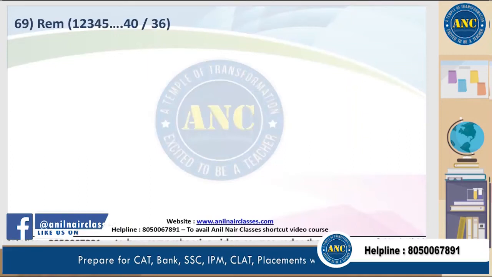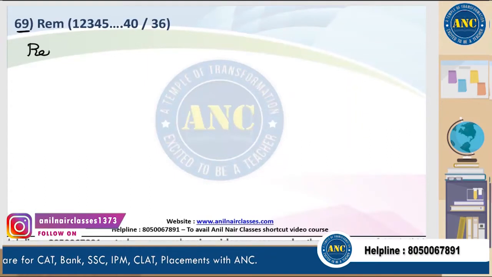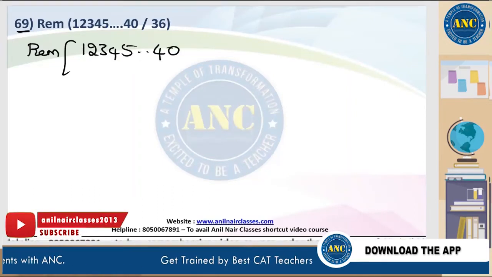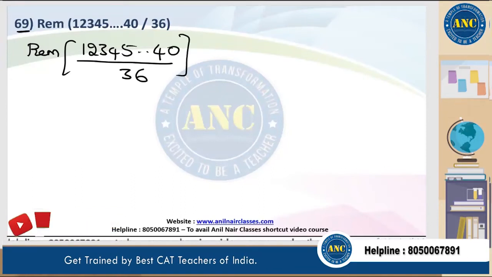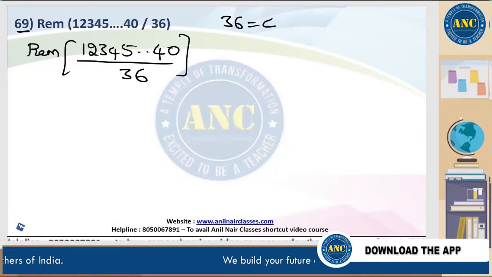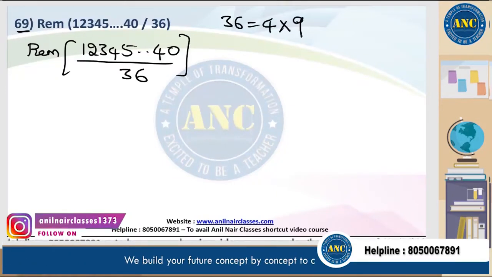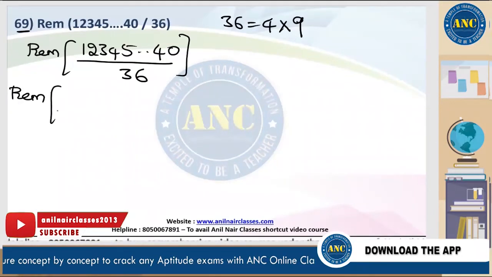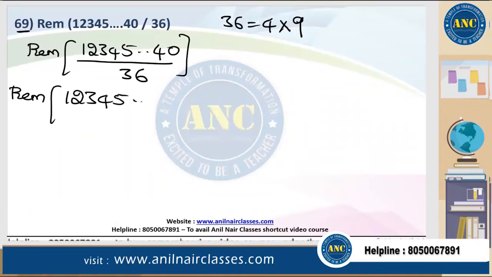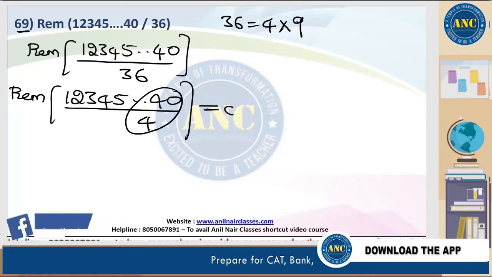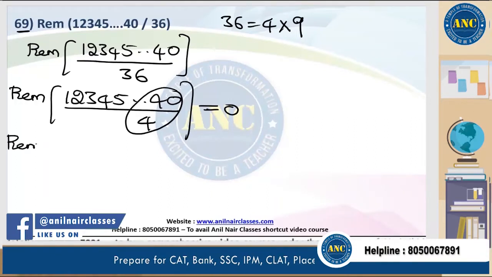69th question: 1, 2, 3, 4, 5 and so on up to 40 divided by 36. Both are even numbers, so they may or may not be co-prime to each other. 36 is 4 into 9. Write the denominator as a product of co-primes. First I will divide by 4. 1, 2, 3 up to 40 divided by 4: 40 is divisible by 4, perfectly divisible, remainder 0.